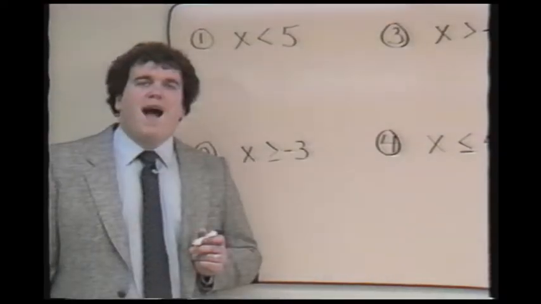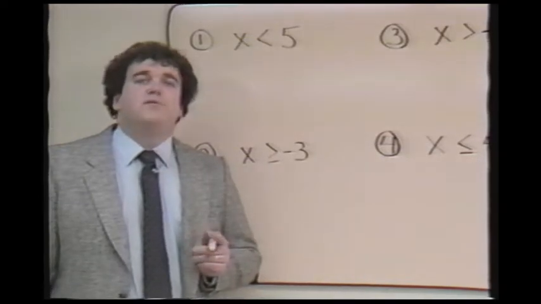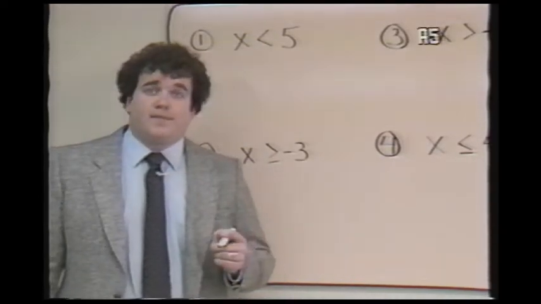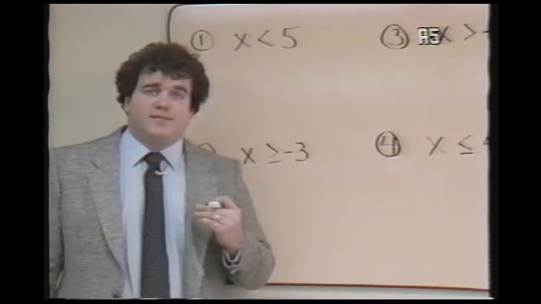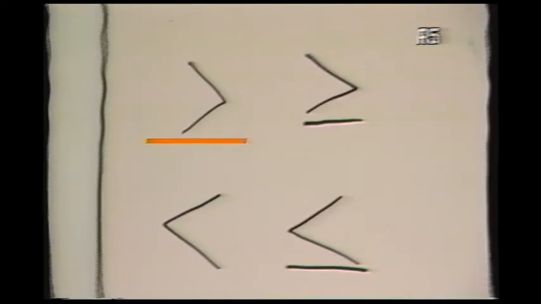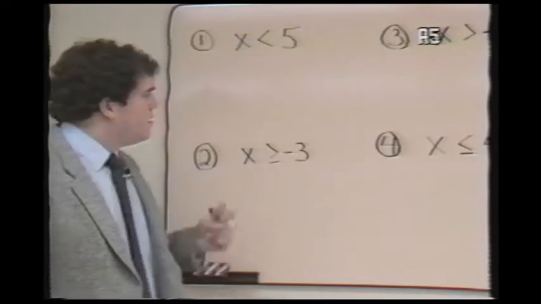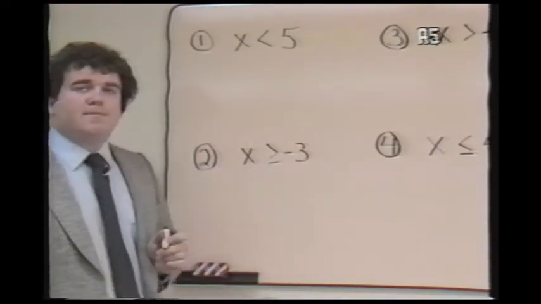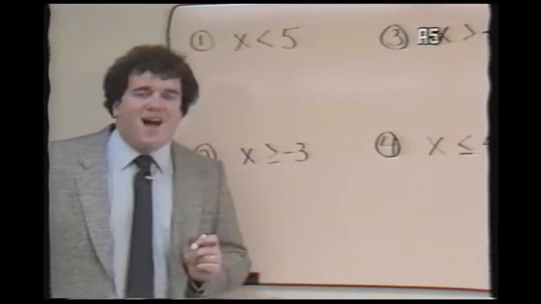In lesson number 5, we're going to graph solution sets on the number line. Now this is a very simple lesson. What you have to know is what the greater than sign looks like, what the less than sign looks like, what greater than or equal to means, and less than or equal to means. 4 simple problems will be graphed on the number line.